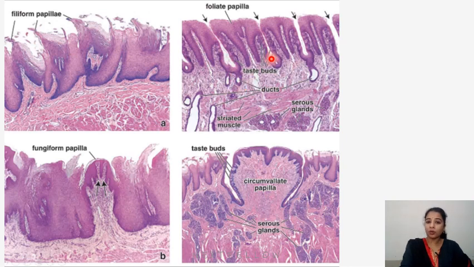Foliate papillae also contain taste buds laterally, and foliate papillae are not seen in adult humans. They are very few in number. They are more prominently seen in smaller children, or they may be seen in the lower animals more prominently.